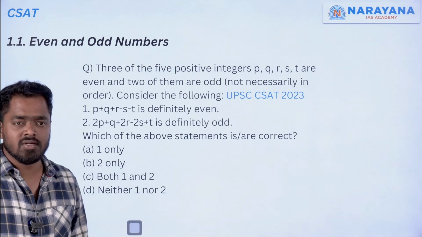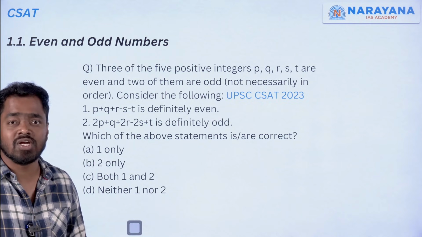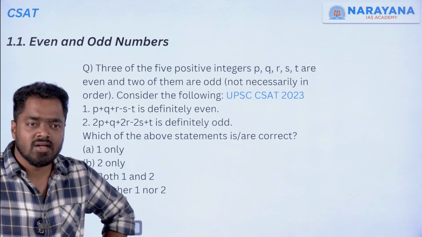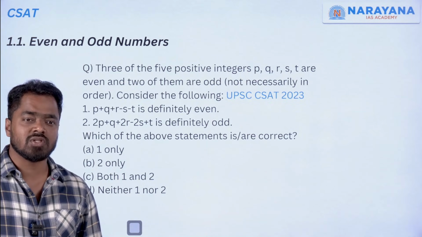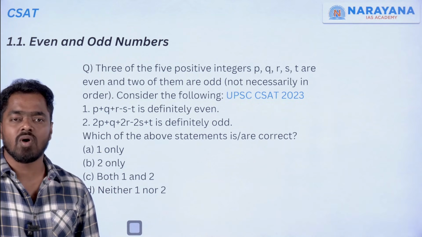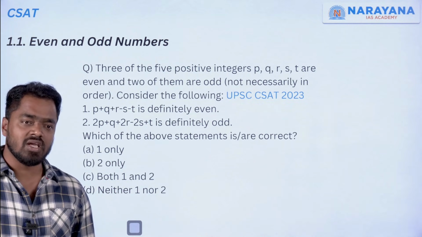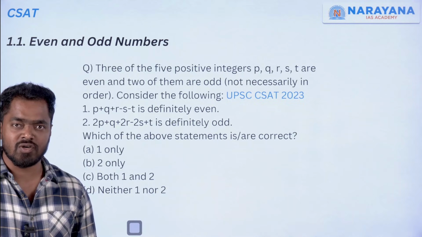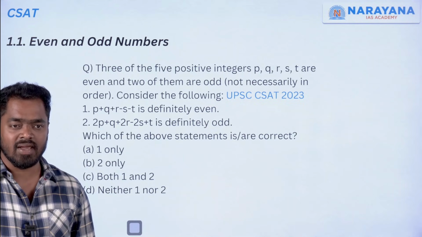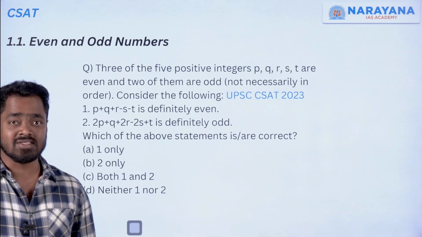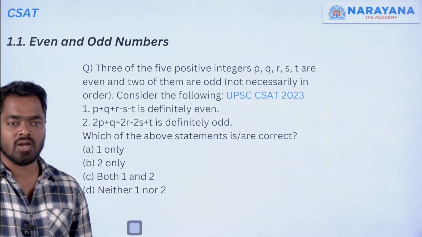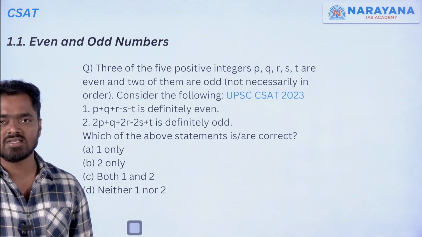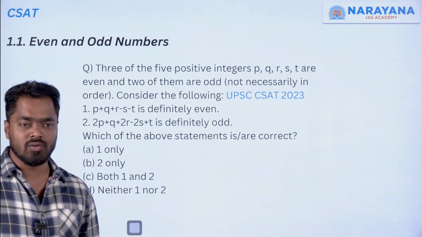See this question. This question was asked in the CSAT 2023 paper. The question reads, 3 of the 5 positive integers. So there are 5 positive integers P, Q, R, S, T, and 3 of them are even numbers and 2 of them are odd numbers, not necessarily in the same order. Consider the following statements. P plus Q plus R minus S minus T is definitely even. The second statement reads 2P plus Q plus 2R minus 2S plus T is definitely odd. Now they are asking which of the above statements is or are correct: 1 only, 2 only, both 1 and 2, neither 1 nor 2.